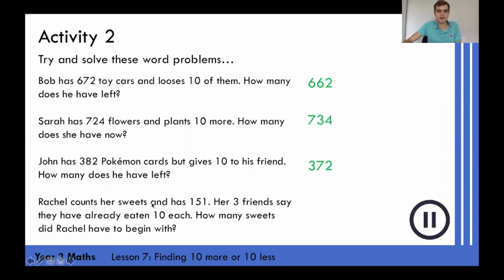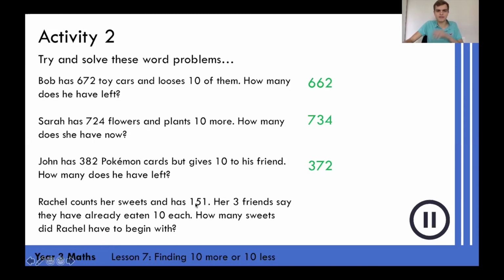And this is the tricky one. Rachel counts her sweets and has 151. Her friends say they have already eaten 10 each. How many sweets does Rachel have to begin with? So she's got 151 now, but her 3 friends ate 10 each. And how many did she begin with? So we need to add 3 lots of 10 to 151, because one friend had already eaten 10, another friend had eaten 10, and another friend had eaten 10. 3 lots of 10.